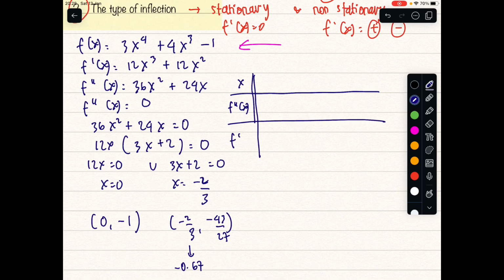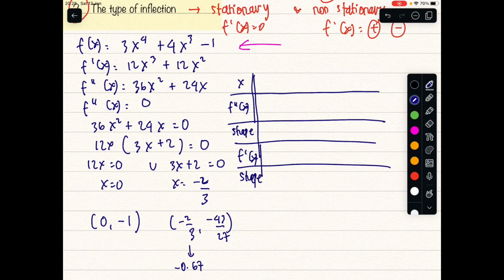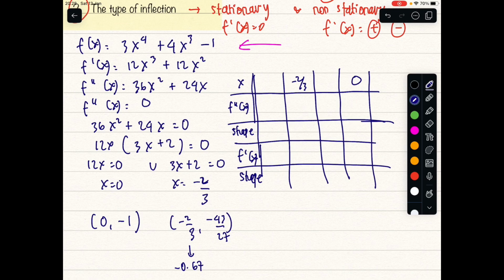I'm going to put shape first. This is shape here. And then the first derivative, and then maybe the shape also. There's no harm. I'll have the smaller one, which is negative 2 over 3, here. Then 0 here. Okay, so we're going to test the neighbors of negative 2 over 3 and 0.